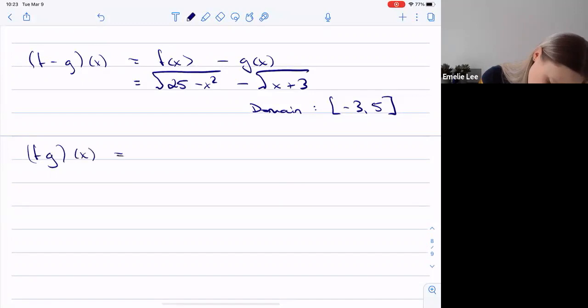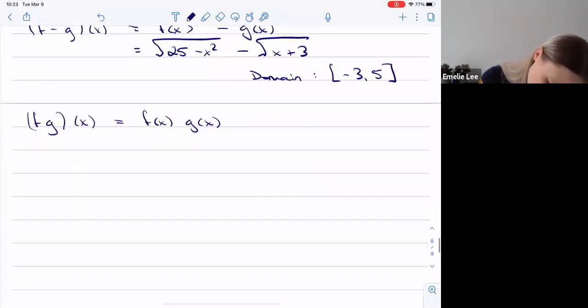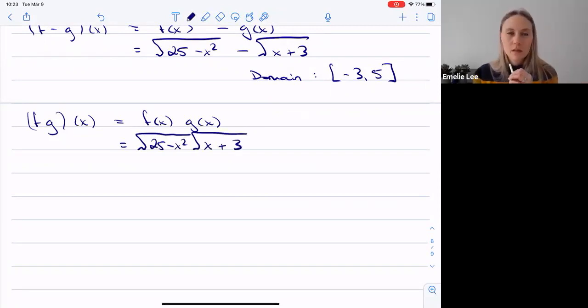f times g of x is f of x times g of x, which is the root of 25 minus x squared times the root of x plus 3. Okay. I'm not going to, okay, I will. Just kind of as a hack, I'm pretty sure that WebAssign would just accept it if you just put it in like this. That's fine. I don't mind that. But we do have the same power here. So by exponent laws, I can combine what's inside under one exponent.